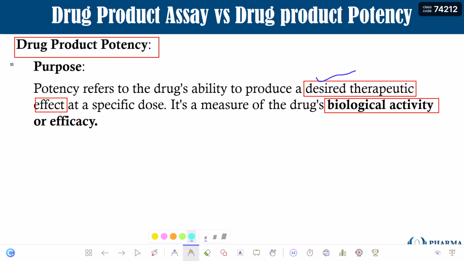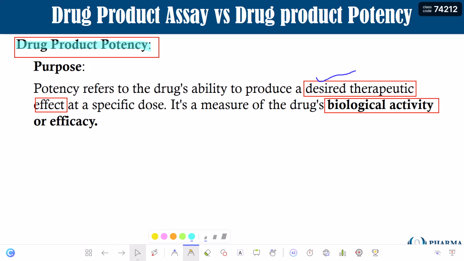I hope you understand the definition of drug product potency now. So this refers to the drug's ability to produce a desired therapeutic effect at a specific dose. It's a measure of the drug's biological activity or the efficacy. It is just like what the drug does with the body.